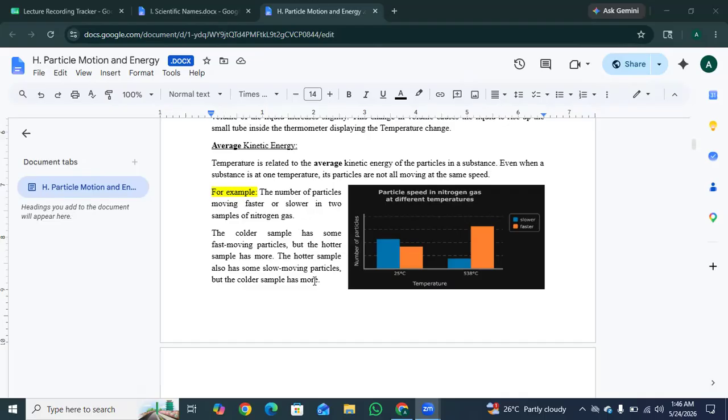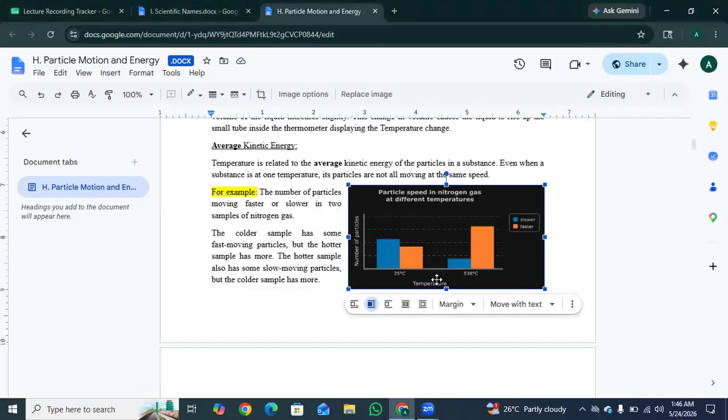So basically, the bar graph, look at this diagram. The bar graph compares nitrogen gas at a cold temperature, which is 25 degrees Celsius, and a hot temperature, which is 538 degrees Celsius. So in the colder sample at 25 degrees Celsius, most particles are moving slower, the blue bar, but a few are still moving fast. Okay? And at the hotter temperature of 538 degrees Celsius, most particles are moving faster, which is the orange bar. You can see that. But a few slow ones still exist. Okay?